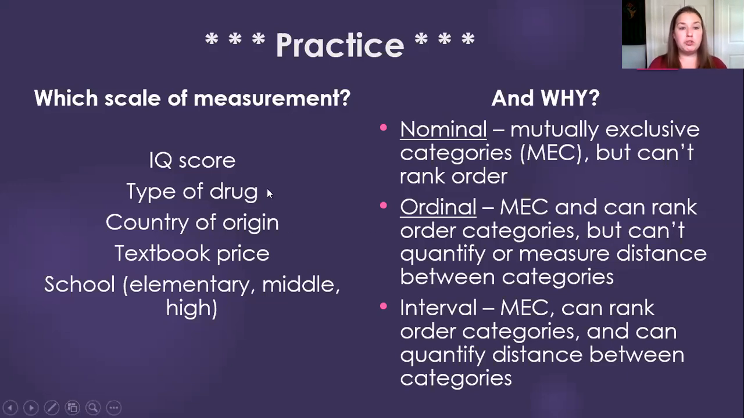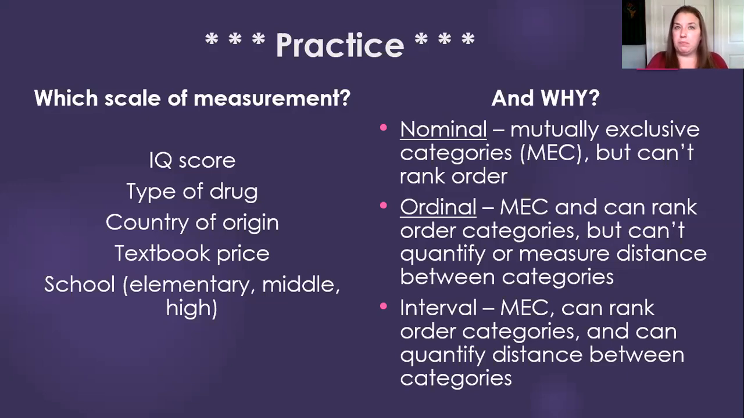Second one here is type of drug. So with the categories being something like marijuana, cocaine, heroin, whatever, types of drugs would be nominal. These are mutually exclusive categories. The drug is either one or the other, but we can't rank order them in some reasonable, logical fashion that everyone would agree upon, right?